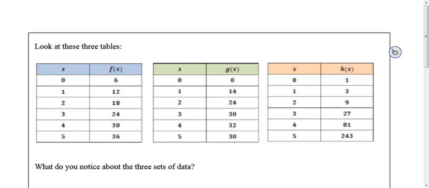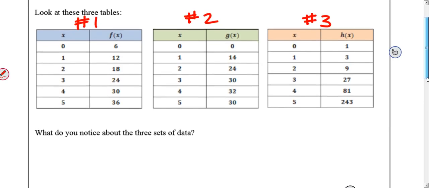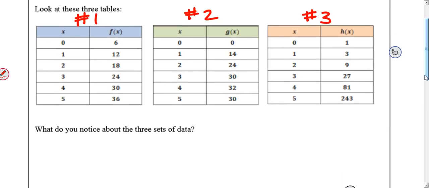So on our second page, we're going to go ahead and take a look at these tables. The first thing I'm going to have you do is label each table. So we have number 1, number 2, and number 3, so that way when I'm talking, you guys know what I'm talking about. So we're going to write down what we notice about these 3 sets of data.